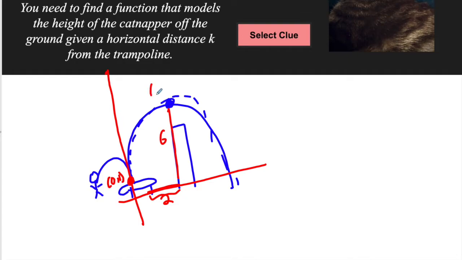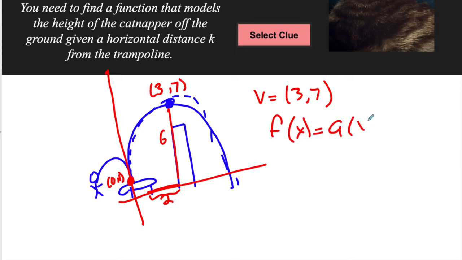So what would that make the maximum point? Well, if I'm 2 feet from this 0, that would make this 3. And if I was 6 feet above, it would make this 7. So what I know is that the vertex is 3, 7. So for this to be true, I have to use what form? Vertex form. So I have a times x minus 3 squared plus 7.